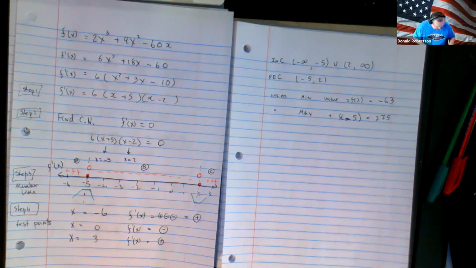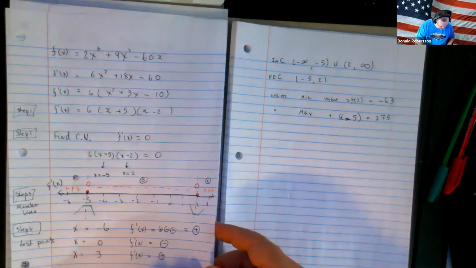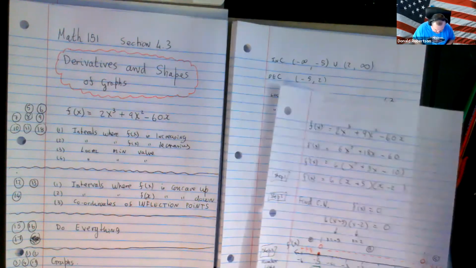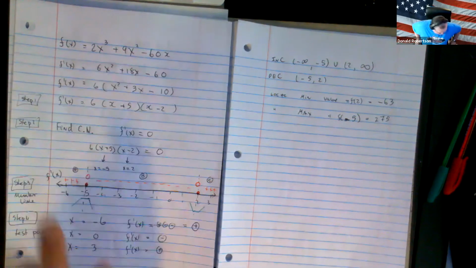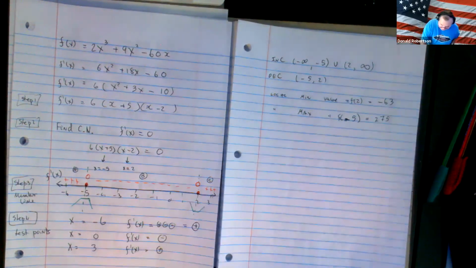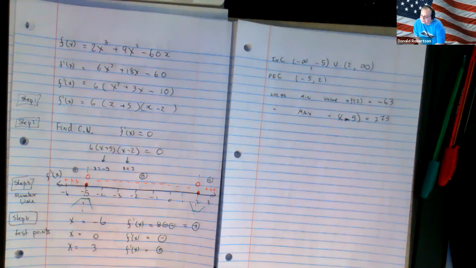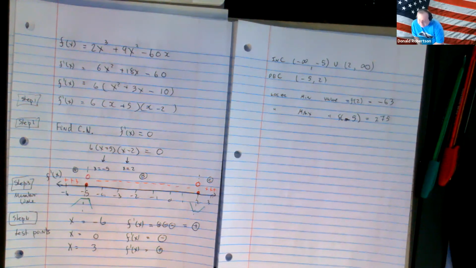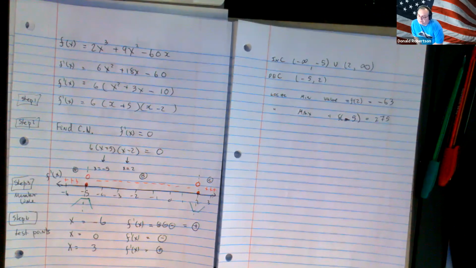And that is from start to finish, on one page. How to find increasing, decreasing, local max and min of a polynomial. And they take a long time, took 10 minutes. So you know that these questions are not going to be short.